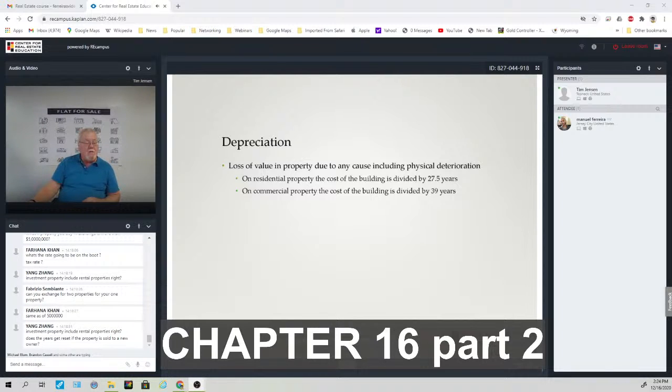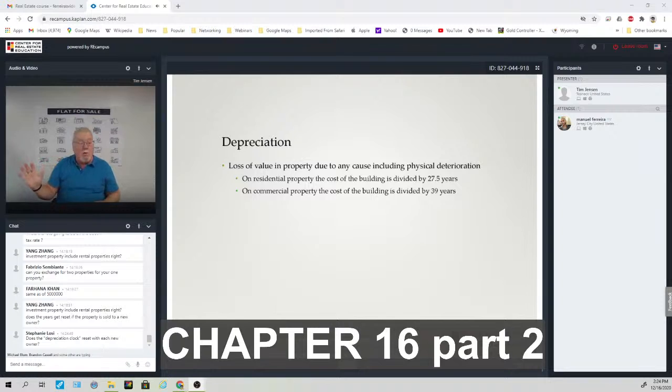Does the years get reset if the property is sold to a new owner? Yes, it does, Yang. Exactly. So once I reach the end of my economic life, I have no more depreciation write-offs. I sell the property, and whoever buys it creates a new economic life when he buys it. Does the depreciation clock reset with each new owner? Yes.